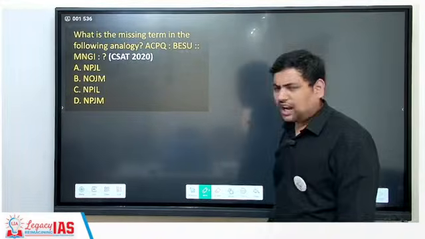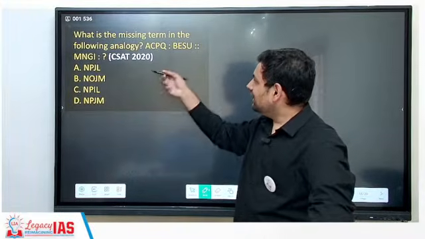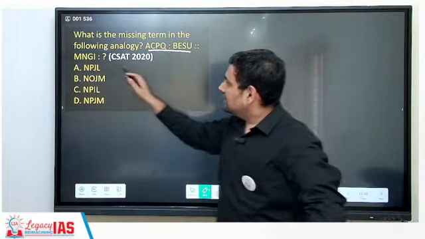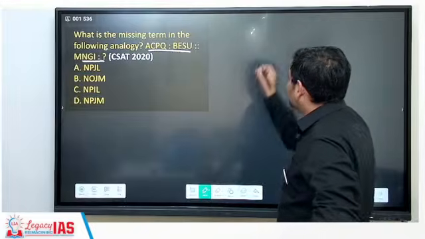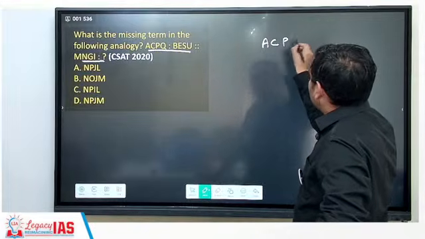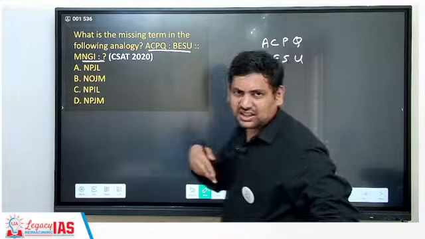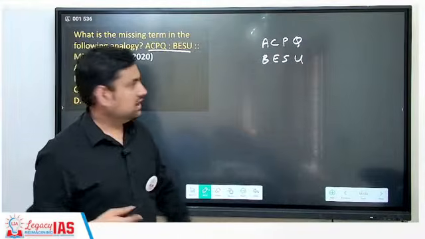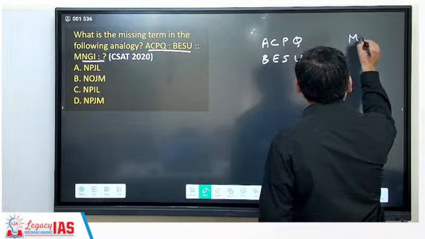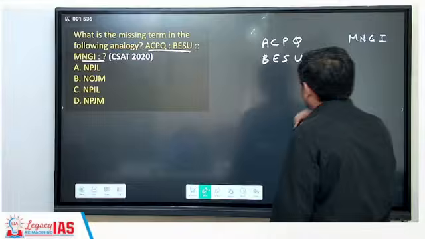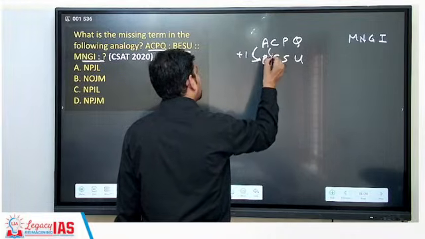Next, there are many questions, and we'll solve all of them. What is the missing term in the analogy? Mangi is equal to what? You see this: A C P Q B E S U, very clearly different letters, same number of letters. That means this is an alphabetical puzzle. So A to B is plus 1.